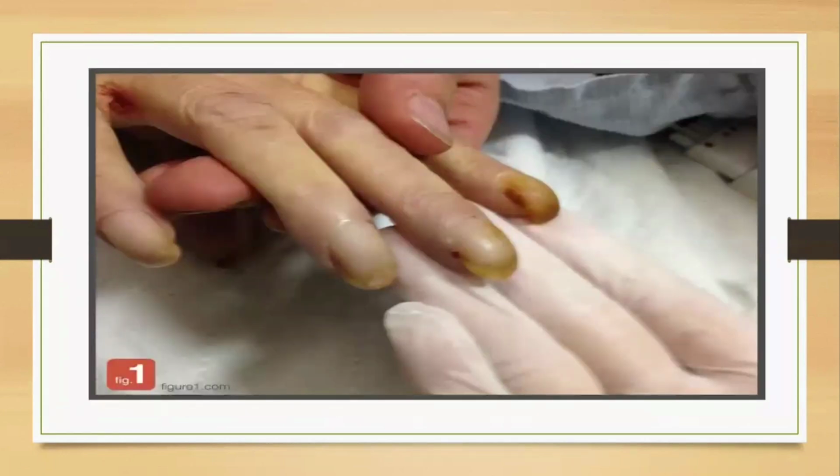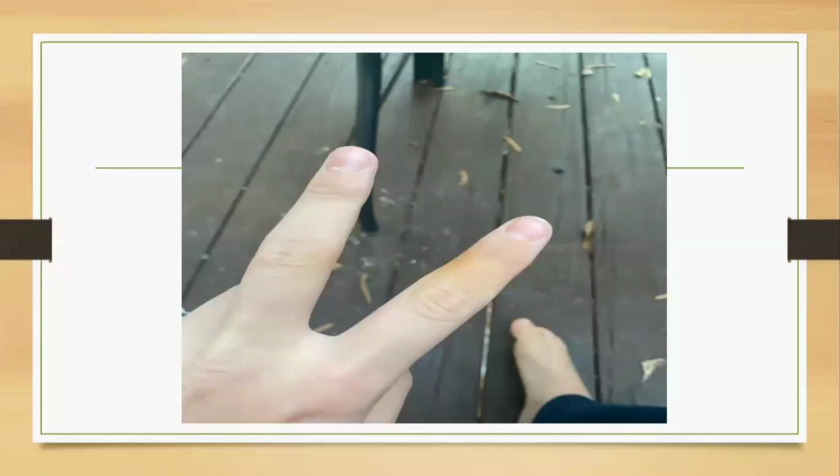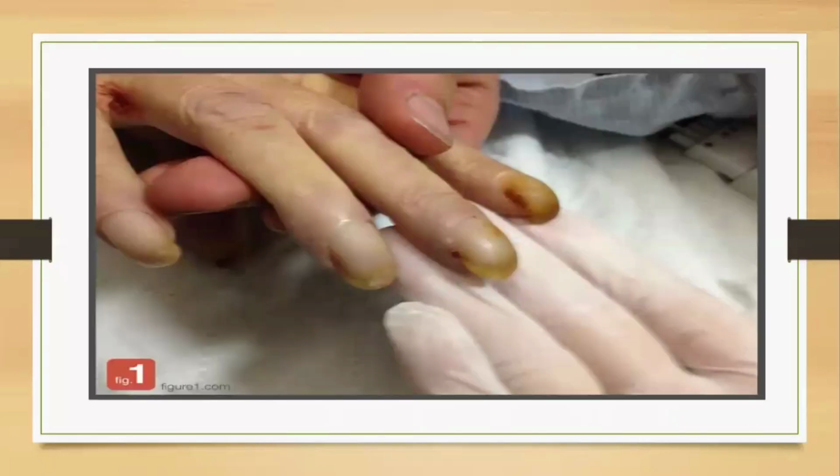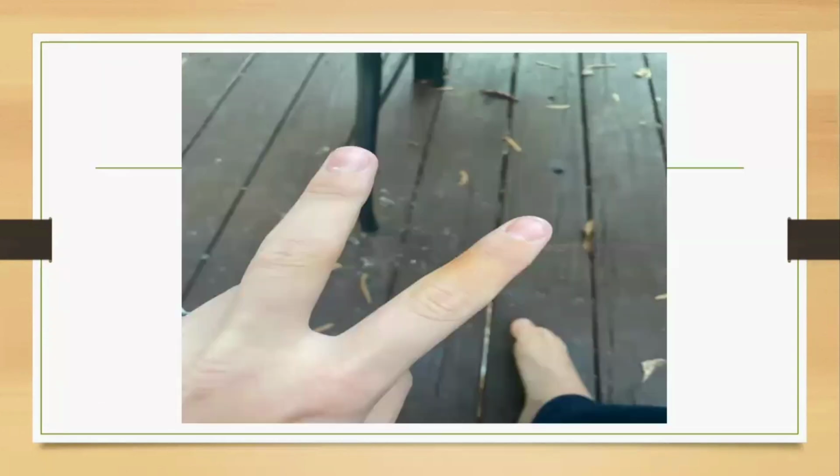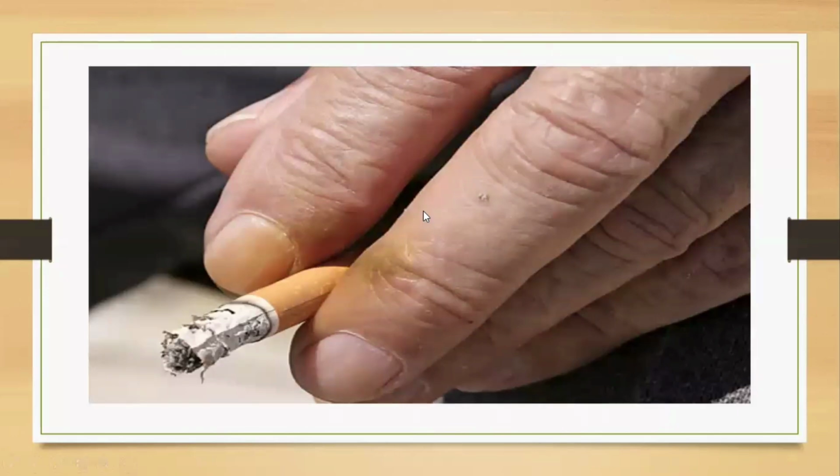Okay, what is this? Now this is nail clubbing, and also there is some nicotine staining in this finger. Yes, this is nicotine staining. And this is also nicotine staining over here. Again, same thing, it is also nicotine staining.